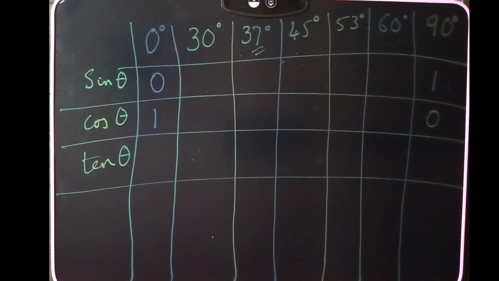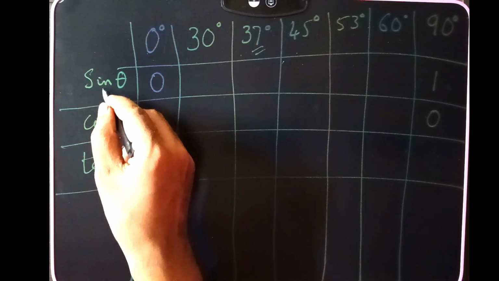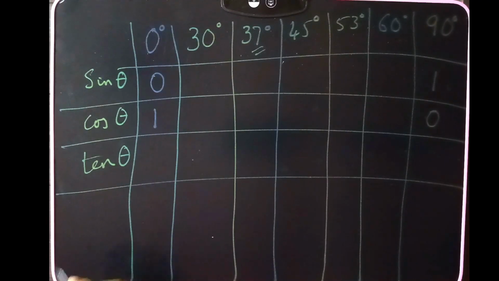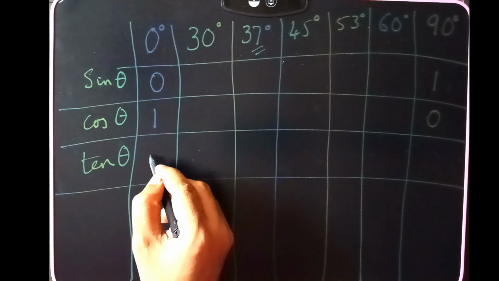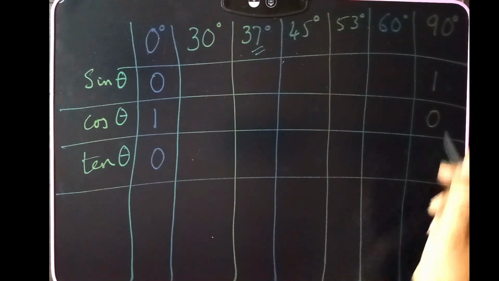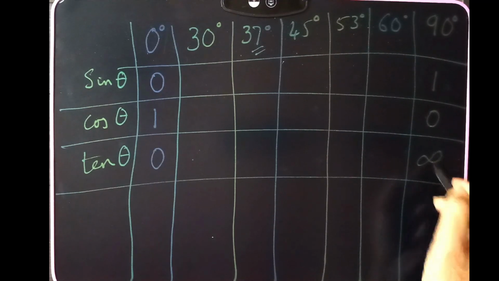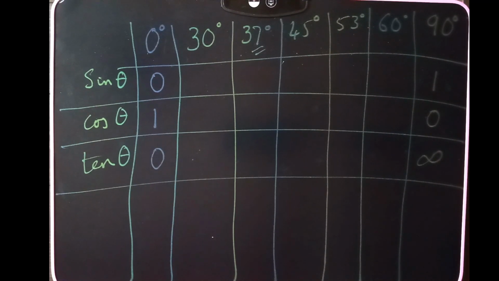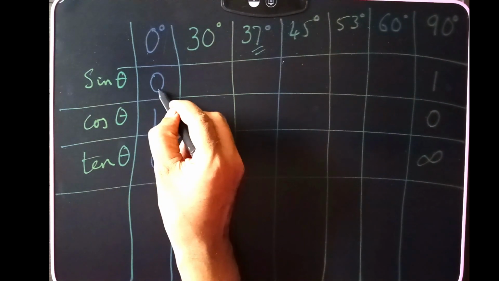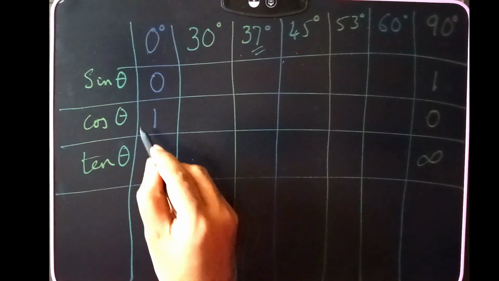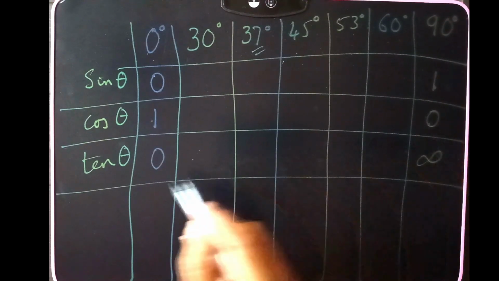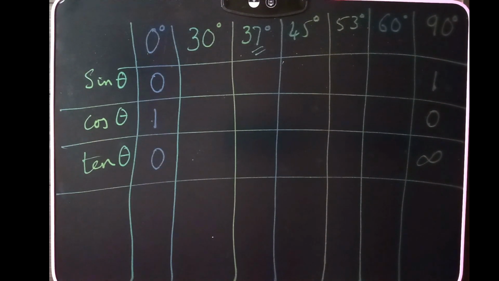For tan, what will happen? Because tan is sine theta by cos theta, and 0 by 1 is 0, and 1 by 0 is infinity. Okay, these are the extremes which you need to remember. Okay, starts with 0, ends with 1. Starts with 1, ends with 0. 0 to infinity.